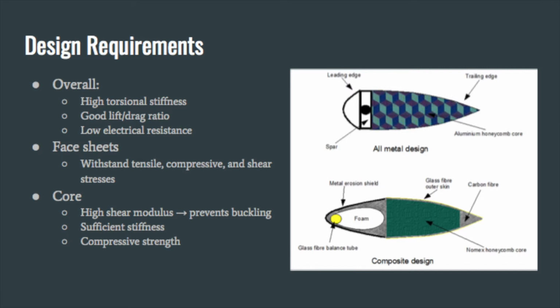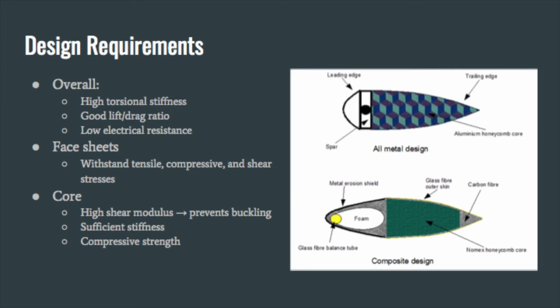For example, the face sheets need stiffness to withstand tensile, compressive, and shear stresses. On the other hand, the core or filler needs a high shear modulus to prevent buckling along with sufficient stiffness. It also needs compressive strength to prevent crushing due to normal loads.